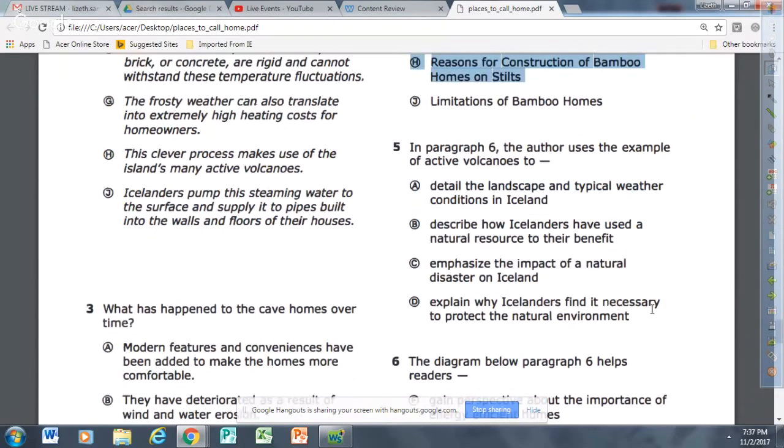In paragraph 6, the author uses an example of active volcanoes too. So paragraph 6 talks about an active volcano. Are they just giving you details of the landscape, describing how they have used natural resources to benefit them, emphasizing the impact of a natural disaster, or explaining why islanders find it necessary to protect the natural environment?